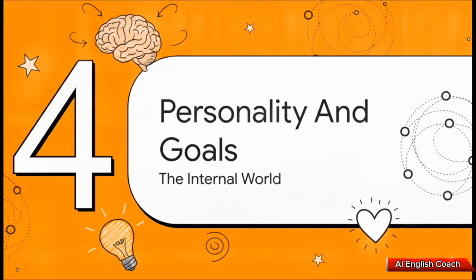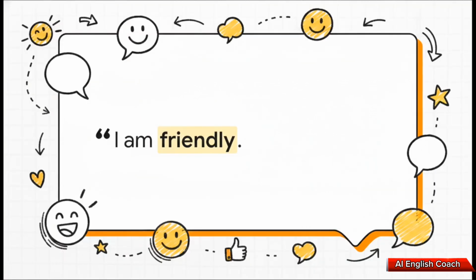That brings us to Section 4. Inner self, personality, and goals. The internal world. This brilliantly illustrates our next shift, moving from what she does to who she is on the inside. I am friendly. She totally doesn't wait around for us to guess her personality through context clues. She just directly states it with this confident claim.